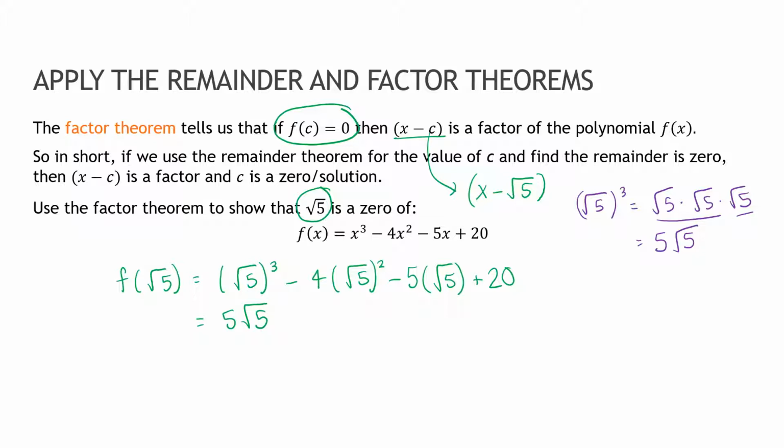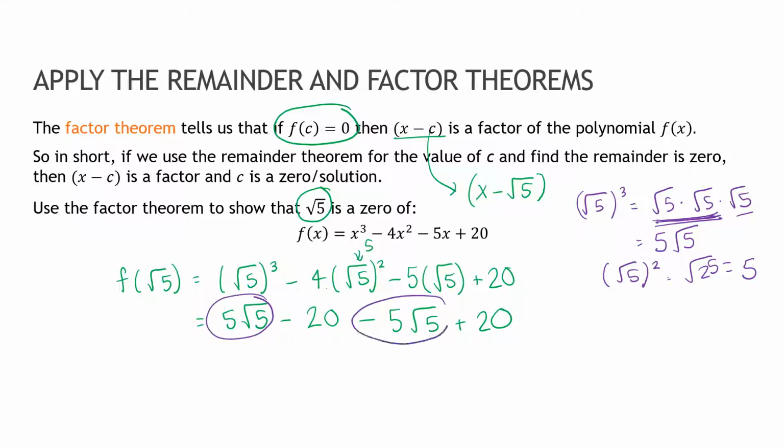Then I have minus 4 times radical 5 squared. Well, as we just talked about, if I take radical 5 squared, I get radical 5 times radical 5, or radical 25, which is just 5. So this term turns into 5, but it's minus 4 times 5, so that's minus 20, because I've got minus 4 times positive 5. Then I've got minus 5 radical 5 and plus 20. And as we can see, I've got a 5 radical 5 and a minus 5 radical 5, and those are going to cancel. And then I've got a minus 20 and a plus 20, and those are going to cancel.